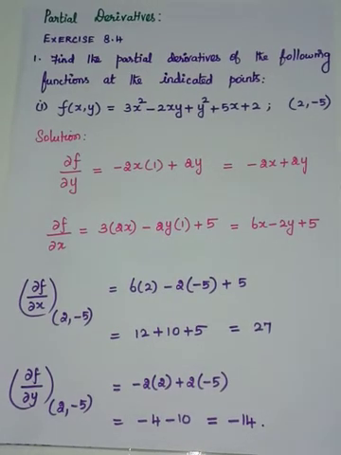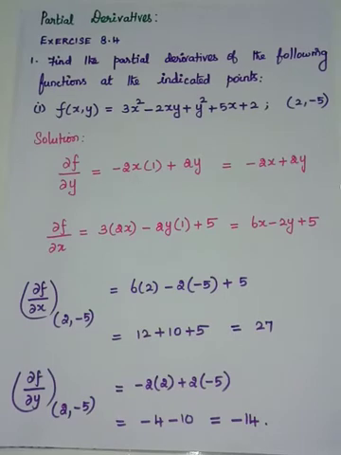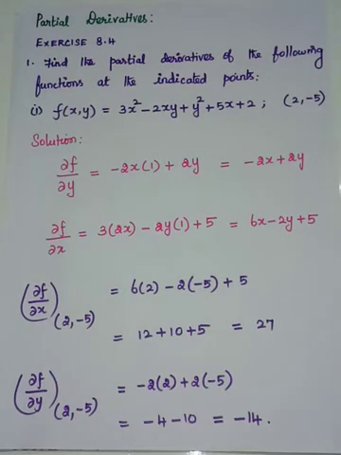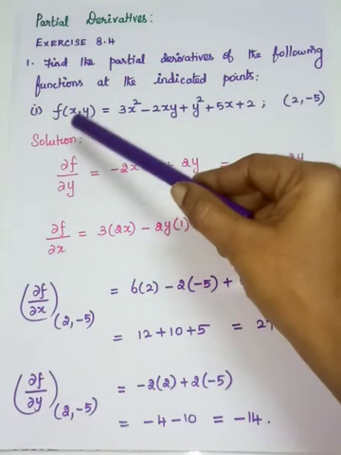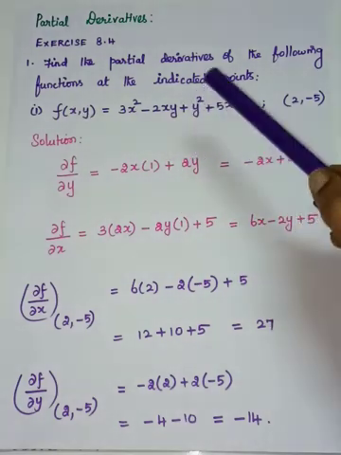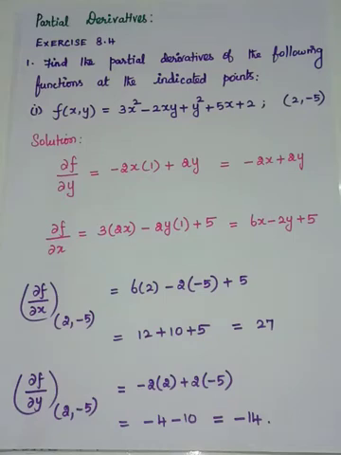So, the first subdivision: f of x comma y is equal to 3x squared minus 2xy plus y squared plus 5x plus 2, at the point (2, -5). Okay, so f is a function of x and y. In that function, two variables, or independent variables, are involved. So here we are going to find the partial derivatives.